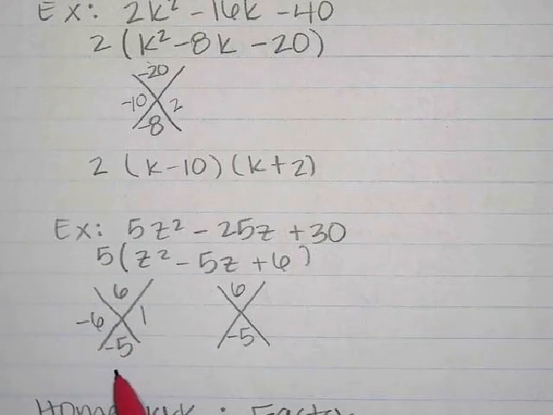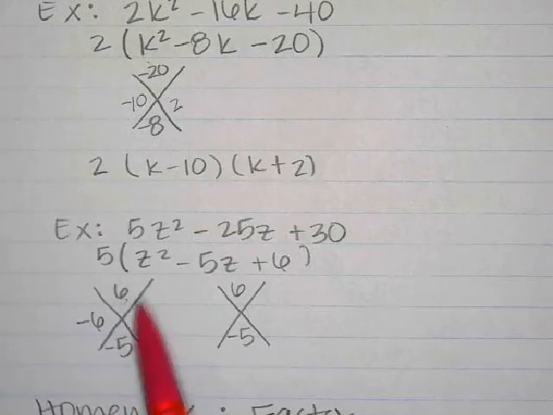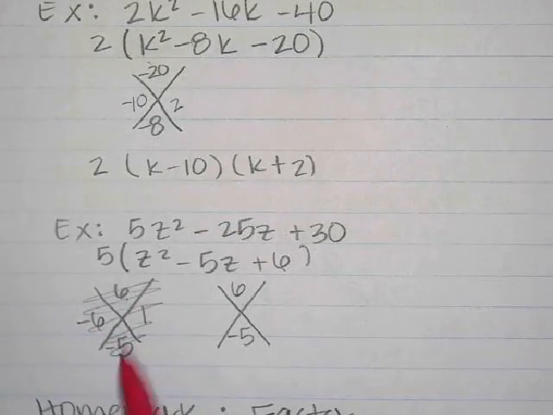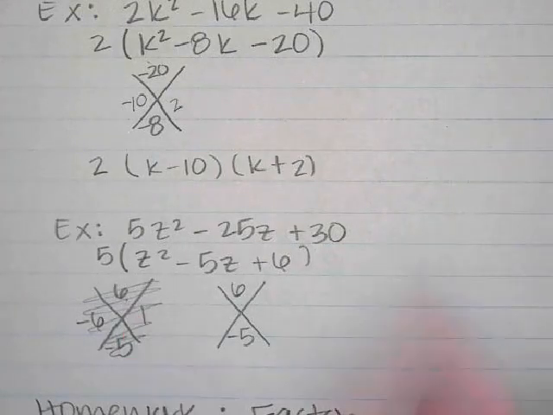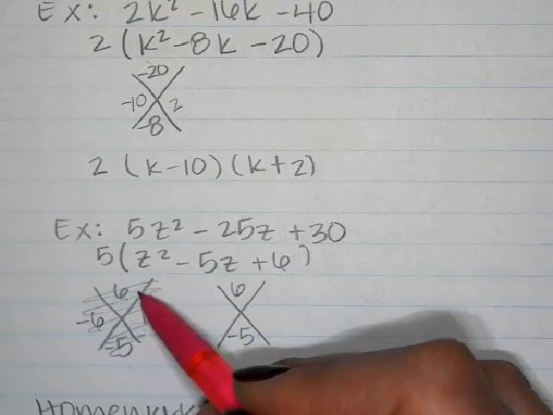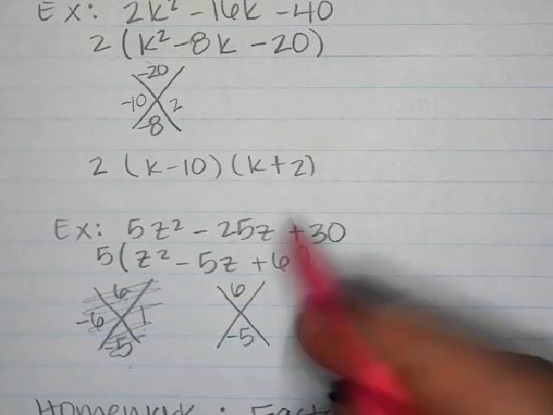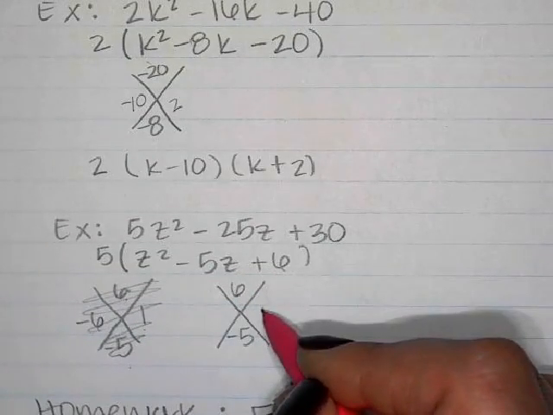It doesn't multiply to the right number. It adds to the correct number and it multiplies to 6, but it doesn't multiply to positive 6. It multiplies to negative 6. So what should the actual numbers be? Negative 2 and negative 3. Okay, so we should have 5, z minus 2, z minus 3.